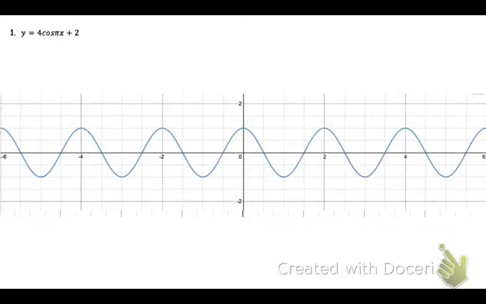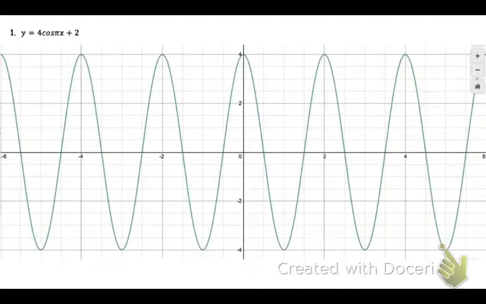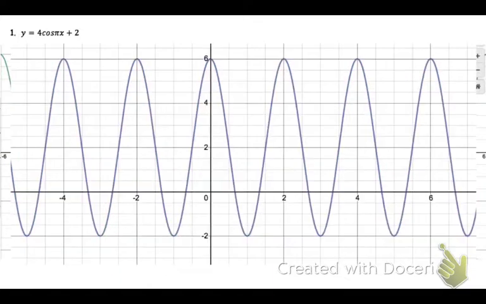Next, we take the amplitude into account, which is 4. So my graph is going to have a maximum at positive 4 and a minimum at negative 4. My midline is going to be the x-axis. But then once we take that plus 2 into account, the entire function moves up 2 units. So now my range is from -2 to +6.